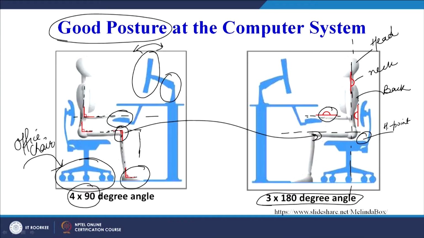So there are 4 angles at 90 degree and 3 angles at 180 degree. Our back must be straight, head and shoulder must be at 180 degree, which is shown here, head and neck angle. The neck and the head must be at 180 degree. So if we are able to maintain these 3 into 180 degree angles and these 4 into 90 degree angles, we may still have to take a break after 30 minutes, as is given in the previous slide as a recommendation. Take a break every 30 minutes.